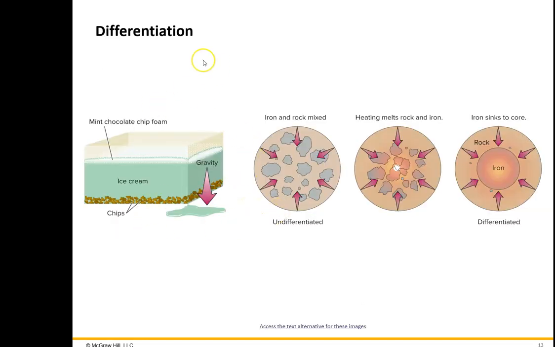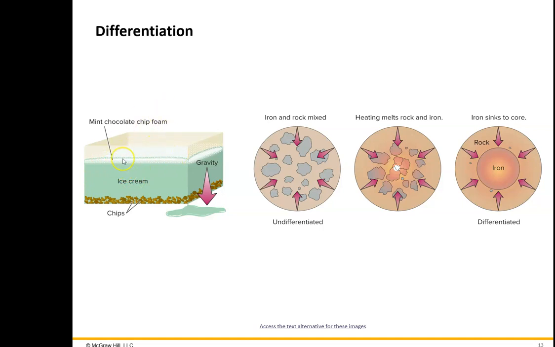And so here's the example. I love this example. Let's say you had some mint chocolate chip ice cream, and you buy like a half gallon of it, and in the manufacturing process, it was all mixed up.